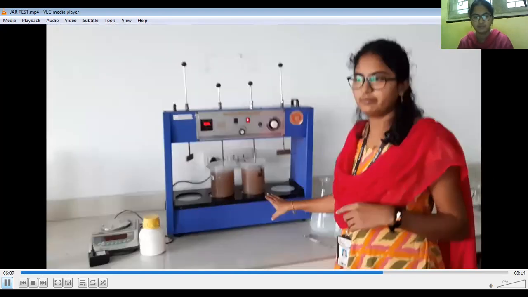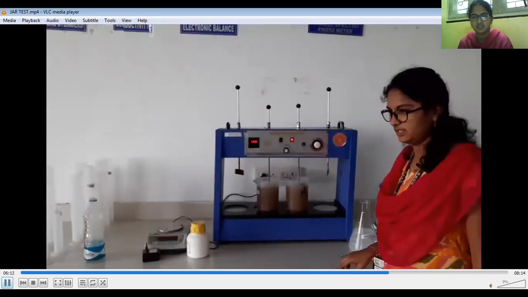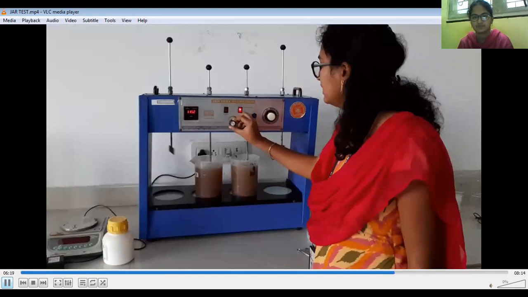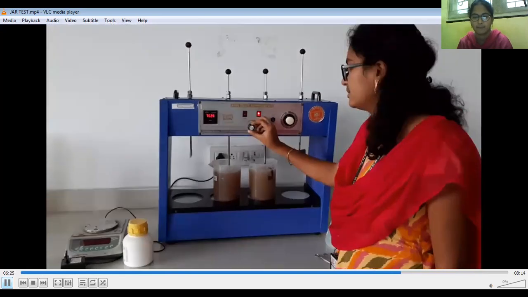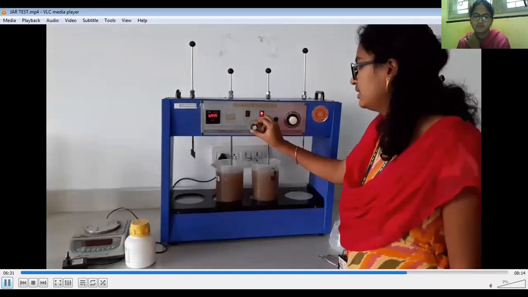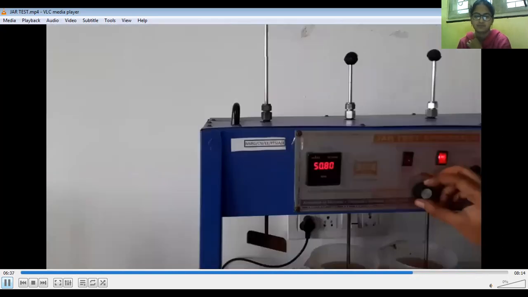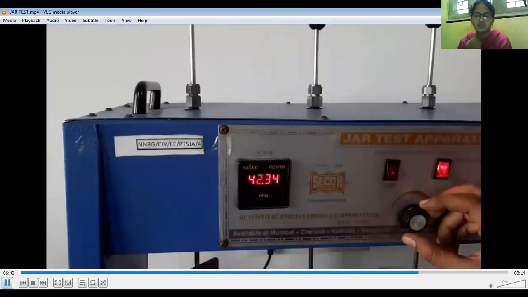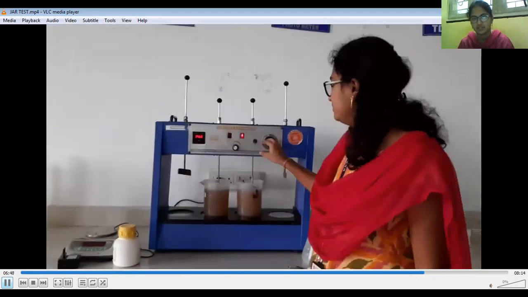Reduce to 20 RPM and run it for 20 minutes. The speed is adjusted to 20 RPM. Run it for 10 to 20 minutes.